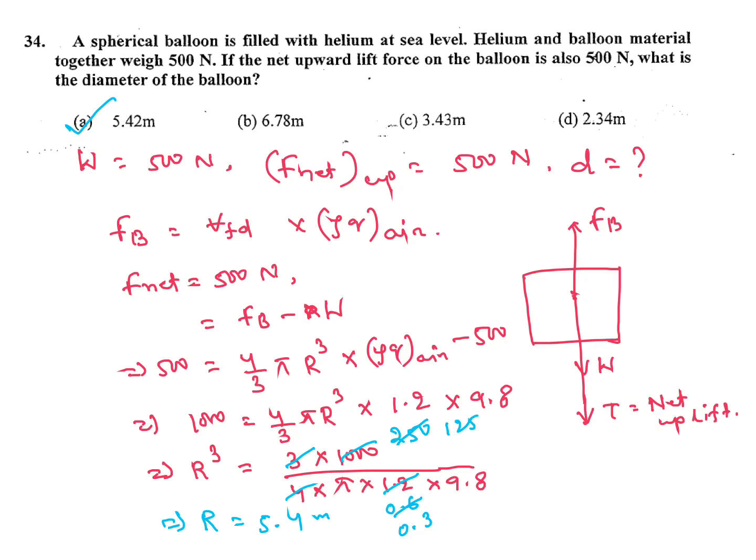What is the diameter? Diameter we have to calculate. R equals 2.7 meter. From here the diameter is 5.4 meter. So A is our answer. 5.42 meter. A little bit difficult because of getting the cube root without a calculator.